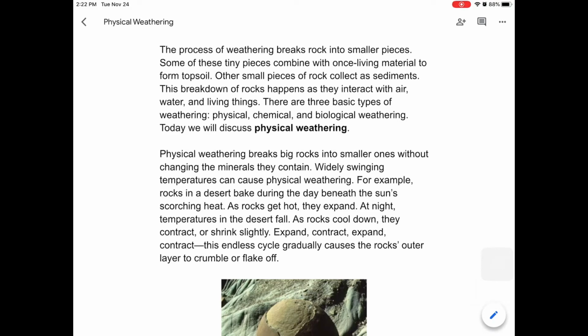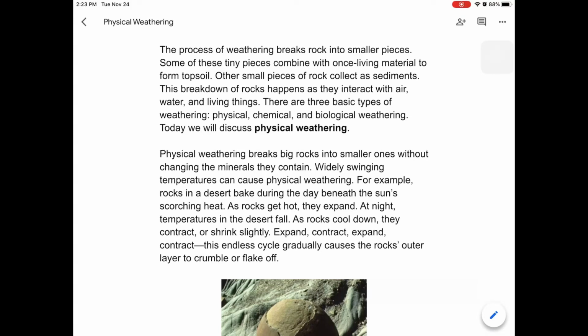So, the process of weathering breaks rock into smaller pieces. Some of these tiny pieces combine with once living material to form topsoil. Other small pieces of rock collect as sediments. This breakdown of rock happens as they interact with air, water, and living things. There are 3 basic types of weathering: physical, chemical, and biological weathering. Today we'll discuss physical weathering.